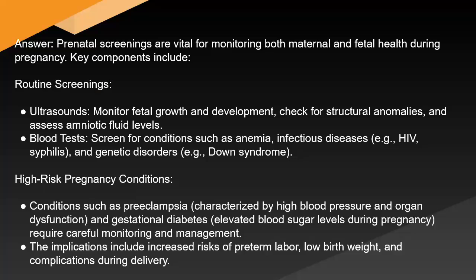Key components include routine screenings: ultrasounds, monitor fetal growth and development, check for structural anomalies and assess amniotic fluid levels. Blood tests: screen for conditions such as anemia, infectious diseases, e.g., HIV, syphilis, and genetic disorders, e.g., Down syndrome. High-risk pregnancy conditions: conditions such as preeclampsia, characterized by high blood pressure and organ dysfunction, and gestational diabetes, elevated blood sugar levels during pregnancy, require careful monitoring and management.